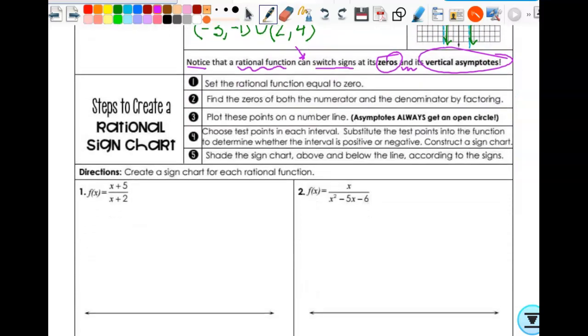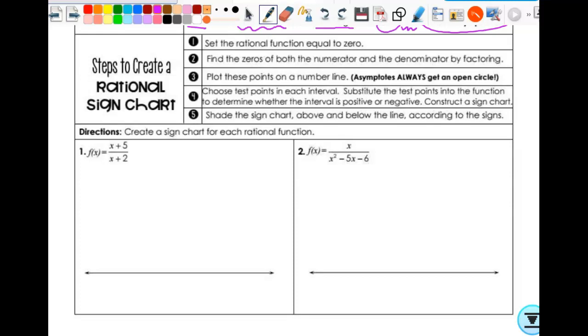All right, these are very, very similar to the polynomial sign charts and inequalities. Most of the directions are the same. We set it equal to 0. We find the zeros, but this time we have to do it in the numerator and the denominator by factoring if necessary. Sometimes you don't have to factor. Plot these points on a number line, and here's a key here. Asymptotes always get an open circle. So your points, if it says equals, then yeah, we get closed circles. But on inequalities, it can change depending on the symbol. But regardless of what symbol you have there, the asymptotes are always open because you're never going to have a value on that point. Okay, does that make sense? Or on that x value.